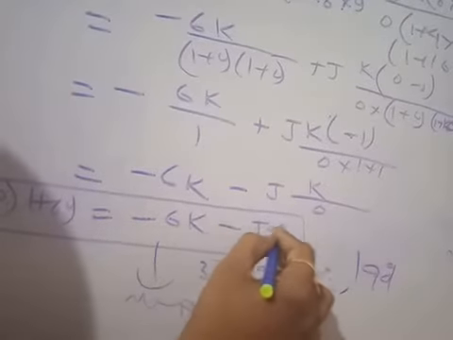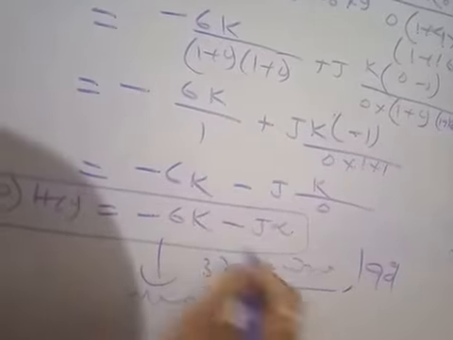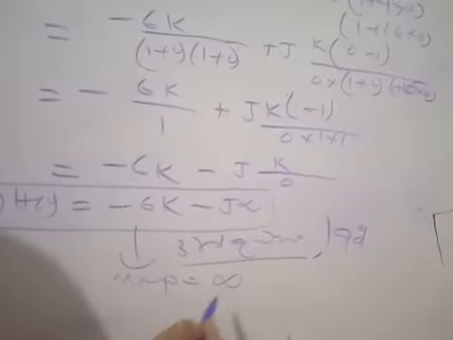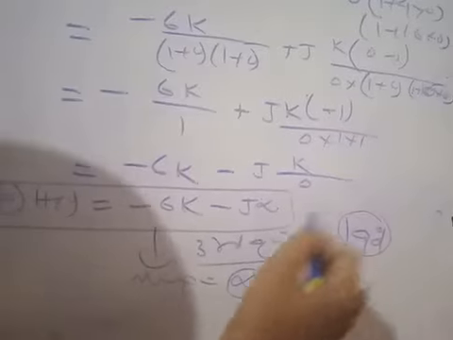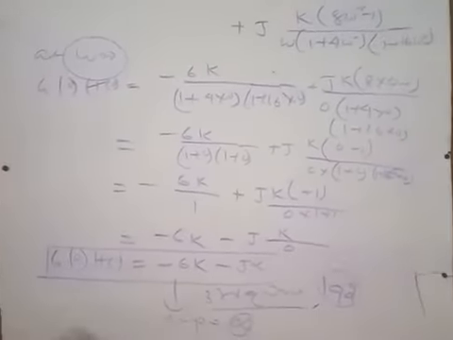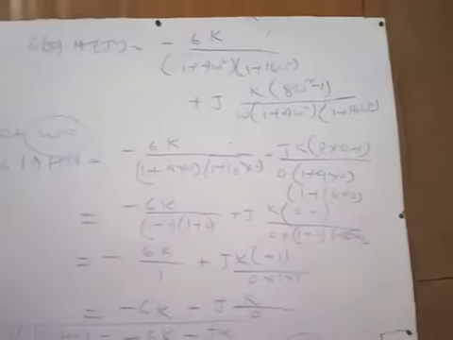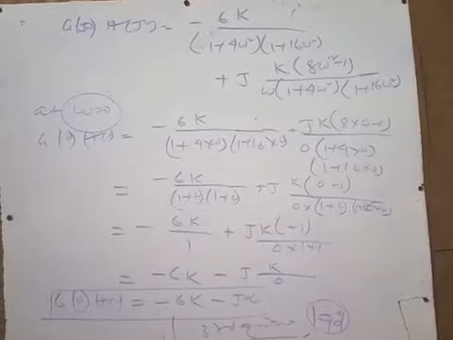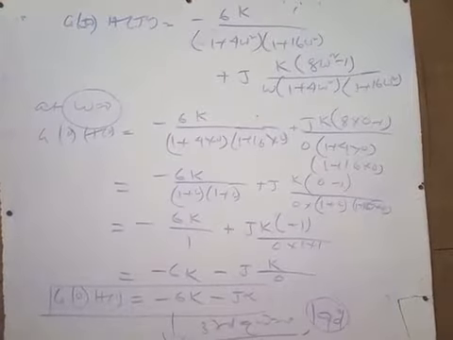Root over 6 square plus infinite square, so this will be infinite obviously. So at omega equal to 0 we get infinite magnitude, angle 90 degree, and third quadrant. So once you get it, definitely you know where to start. Next part is that you have to find out the value of G(j omega) H(j omega) at omega equal to infinity.